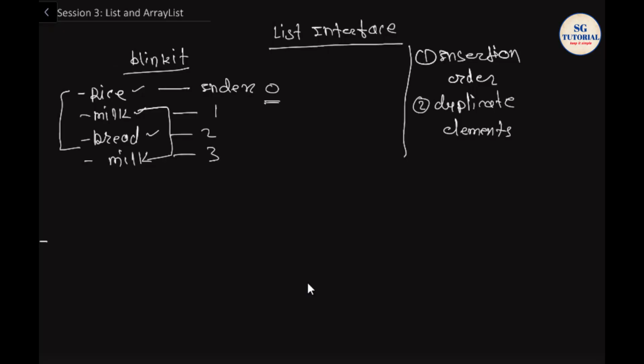Starting from 0. Using this index, we can easily access any element. And don't worry, I will explain it practically. So basically, list interface supports index-based access.